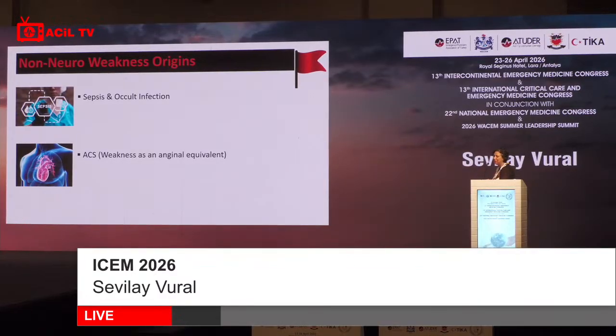Non-neurovascular weakness origins, please remember and never forget, always exclude sepsis or acute infection. It's not always sepsis; it can be an acute infection as well. And also always check their troponin level with, of course, an EKG, because they may have suffered from acute myocardial infarction.